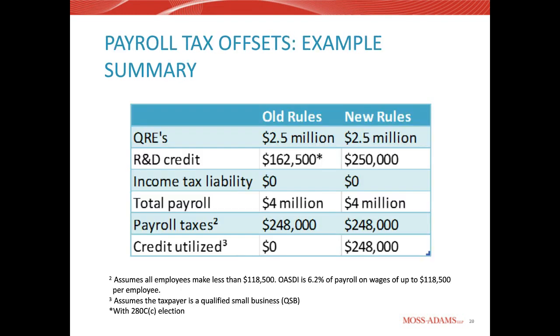And so here's an example that we wanted to highlight that just shows what your benefit would have been under the old rules compared to the new rules. So under the old rules, if you had $2.5 million in R&D expenses, roughly you're looking at a net credit of $162,500, in which if you're a loss company, you wouldn't be able to use any of it. Now, under the new rules, if you're a qualified small business, you have the same amount of qualified research expenses. You have a credit of $250,000 that could then be applied against your payroll taxes that you're paying on your employees.